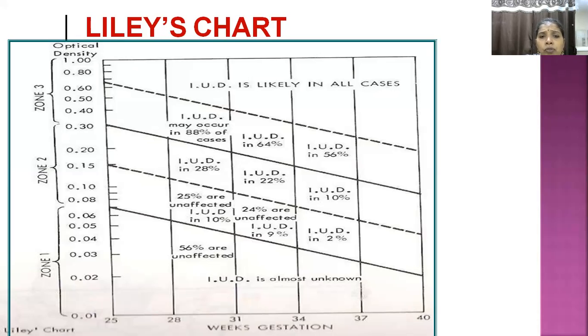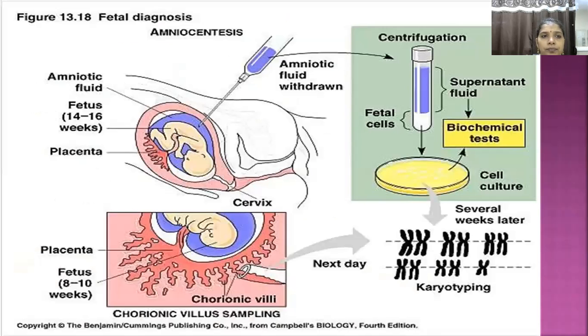Based on these zones, we can assess the fetus and categorize the risk of fetal death. In zone 1, the fetus is not affected. In zone 2, there is a lower zone and an upper zone 2, and the chances of IUD are moderate. But in zone 3, IUD is more likely. Zone 3 also has two divisions, and in the upper zone, IUD is likely in all cases.